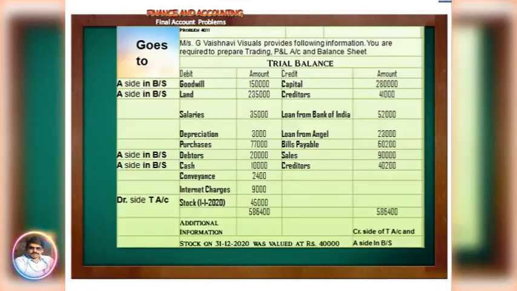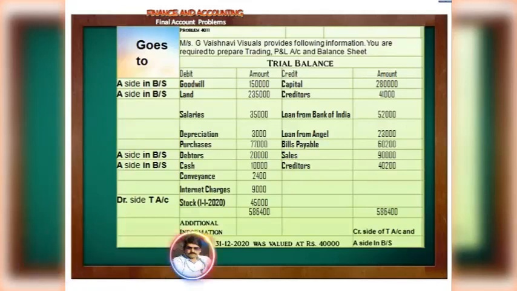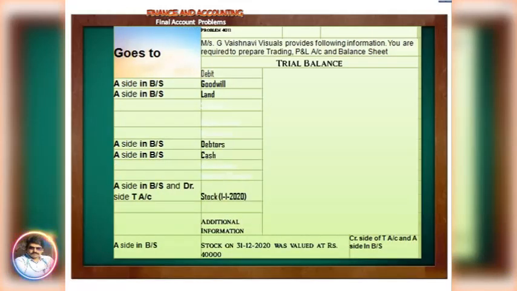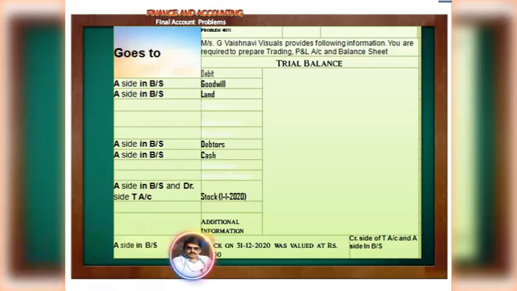So let us see first debit items. Goodwill, land, A side in balance sheet means asset side in the balance sheet. Debtors, cash goes to the asset side of the balance sheet. Then we have stock. For opening stock 1st January, it goes to the debit side of trading account, the first item. Never again it will come. But after trial balance, we have one more stock on 31st December, that's the closing stock, 40,000. It goes to the trading account credit side and is also appearing in the asset side of the balance sheet, because we prepare the assets value on that day in the balance sheet, the last day. So we know goodwill, land, debtors, cash and stock are assets.